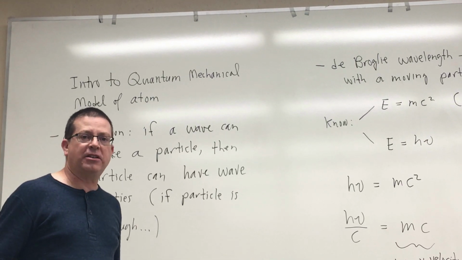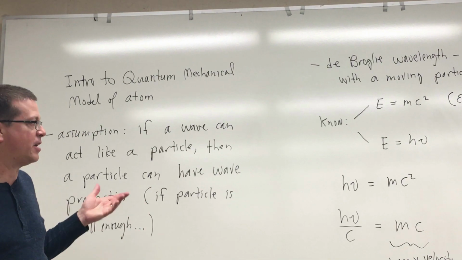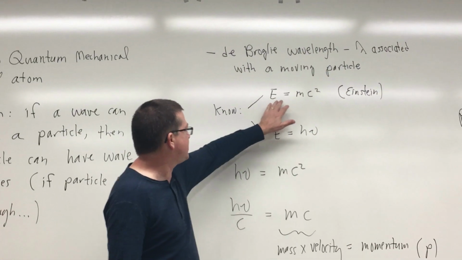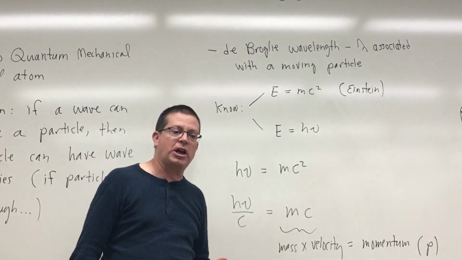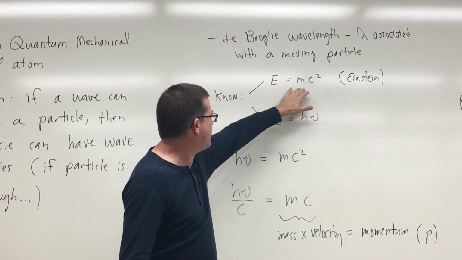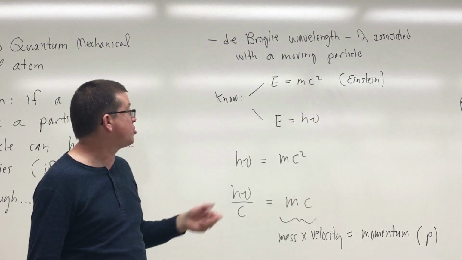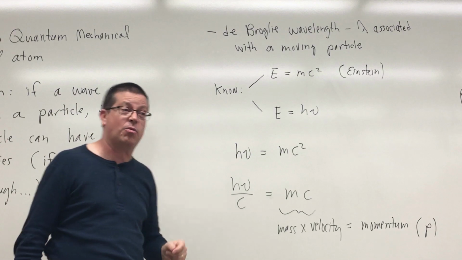So how do we get to the de Broglie wavelength in terms of a useful equation? Well, we can take advantage of equations that we already know. For example, we know Einstein's equation, E equals mc squared. That's the relationship between energy and mass. Energy and mass are interconverted by way of a proportionality constant, which is the square of the speed of light. That's Einstein's famous equation.